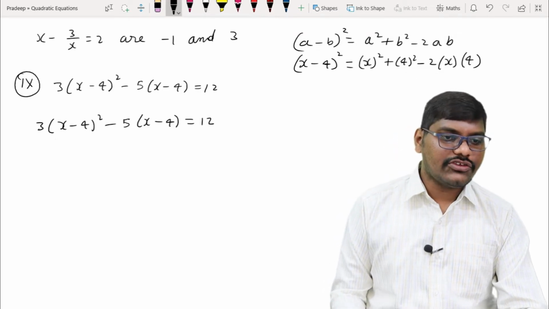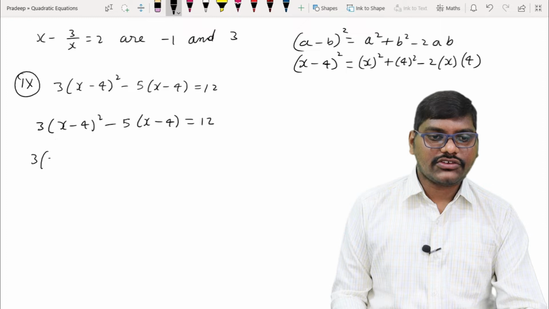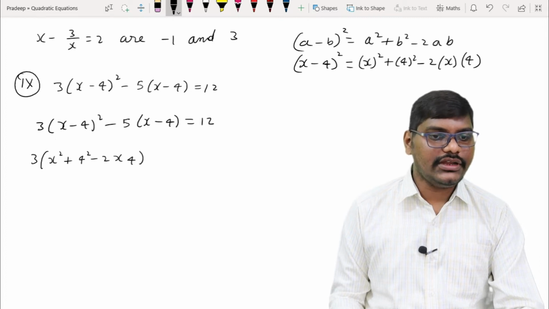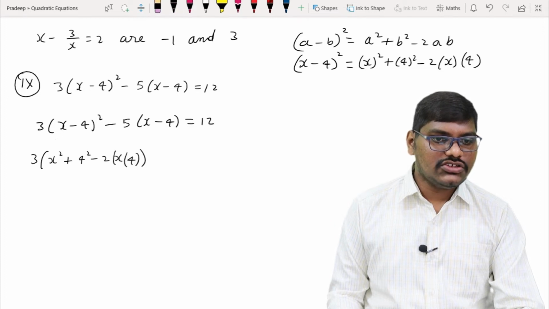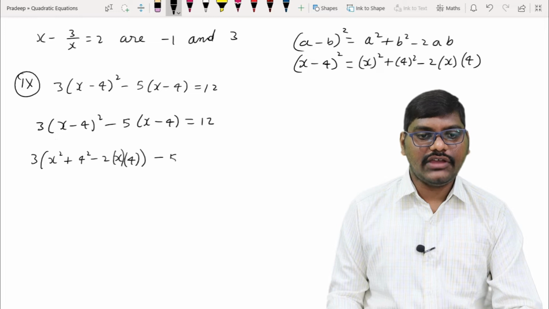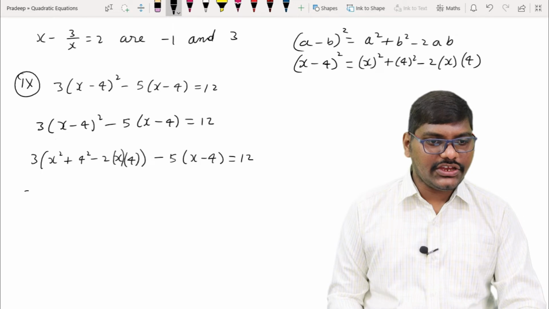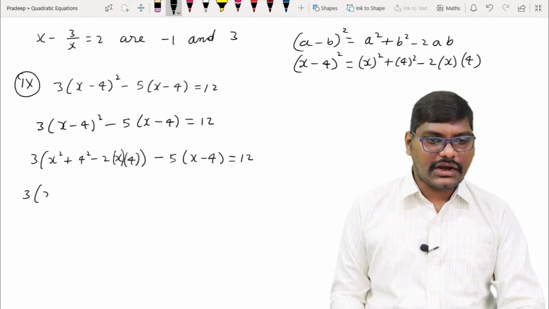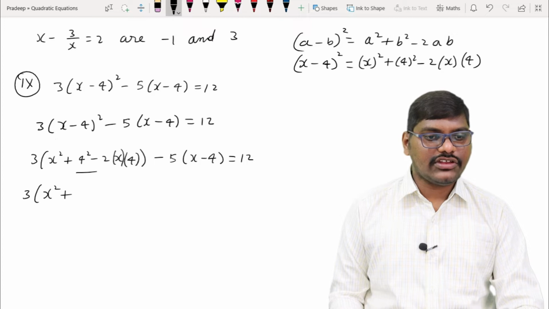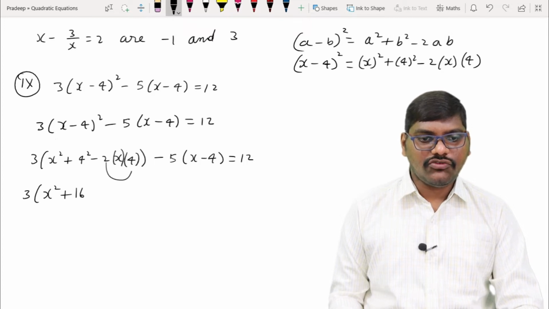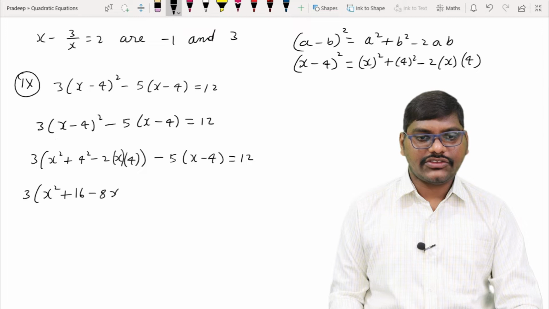Okay, so I can write 3 into, that is x square plus 4 square minus 2 into x into 4. Alright, so now these are the things which we got for this particular equation. So we'll just try to solve this further. This is 5 into (x minus 4) equal to 12. Now we can do this as 3 into, I'll just solve this inside part, that is x square plus 4 square, which is nothing but 16, and this is 2 into 4, that is 8x.